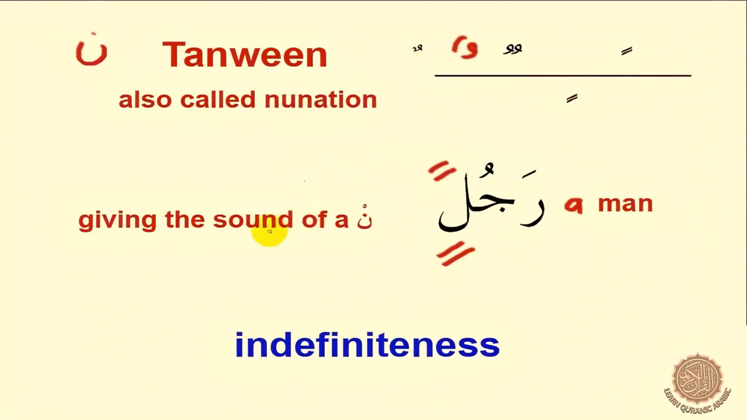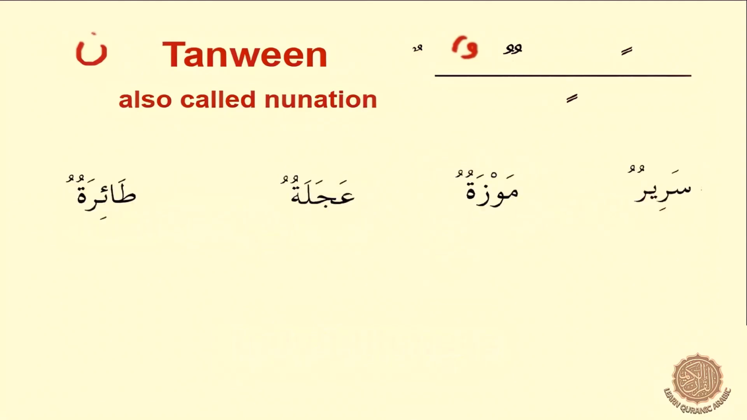Now let's go through some words with Tanween. Okay, you have these four words. The first one is sarirun. So you see the Tanween here. Next one is mawzatun. Third one, ajalatun. And lastly, ta'iratun. So it's the sound at the end. And we can also put the two fathas and the two kasras. So for example, here sarir could be, let's take this off, sariran or saririn.